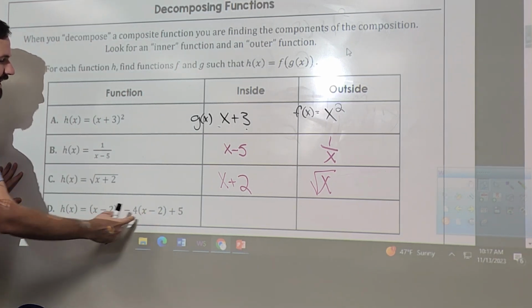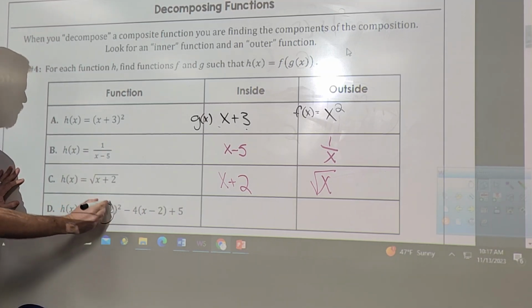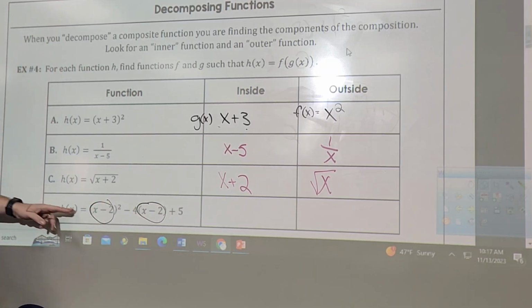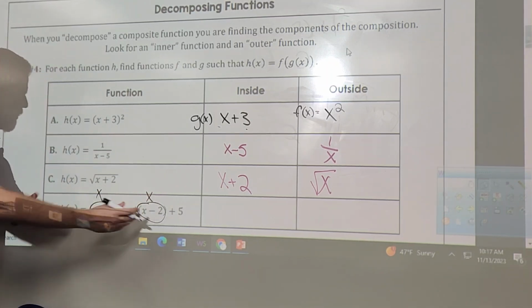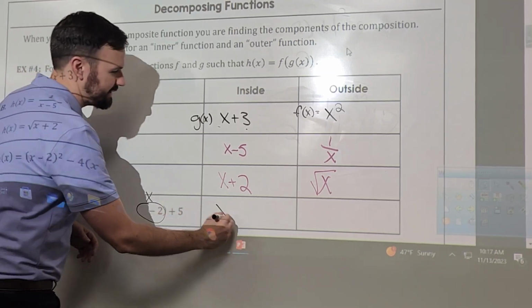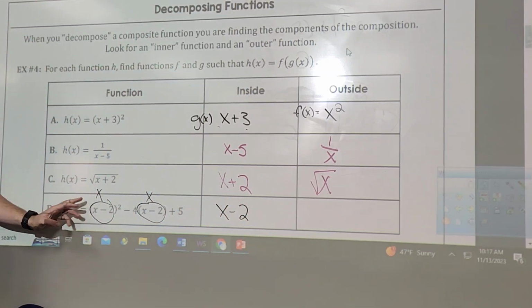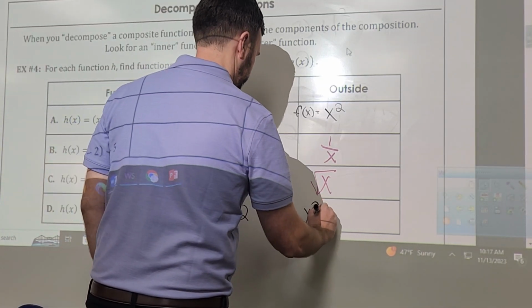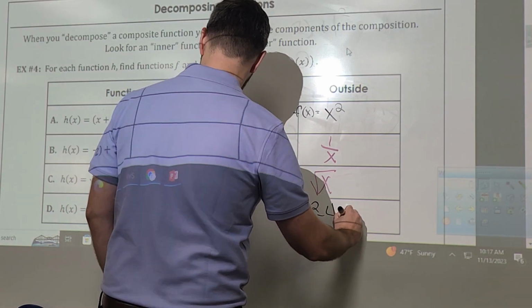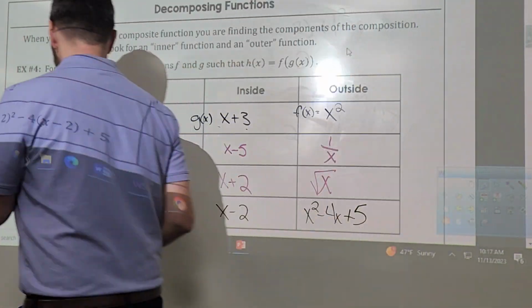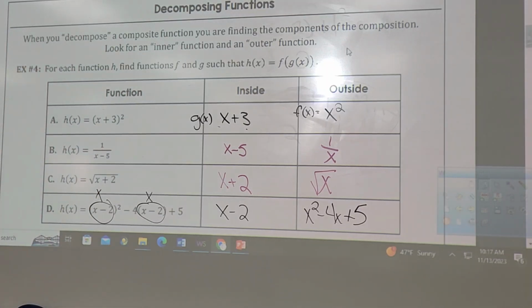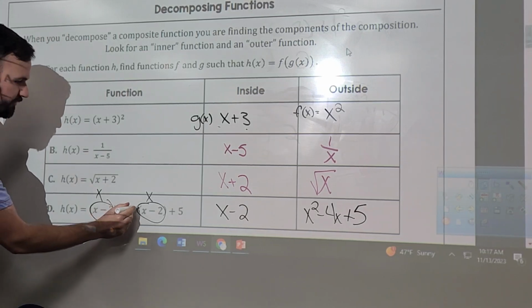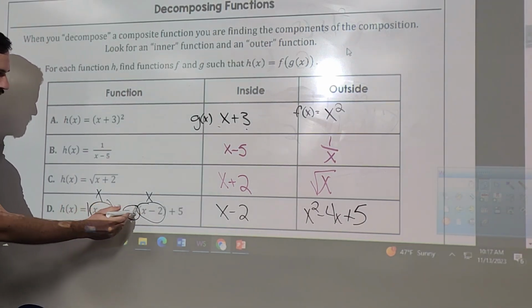All right, what's my inside function? Ooh. It happens twice, doesn't it? Because if I change both these to x, would it work when I plugged it in? Yeah, so my inside is x minus 2. But then my outside would be x squared minus 4x plus 5. Not as bad as it looks, right? Wait, why is it 4x? Oh, I see, because there's a 4. I'm just taking my leading coefficients.